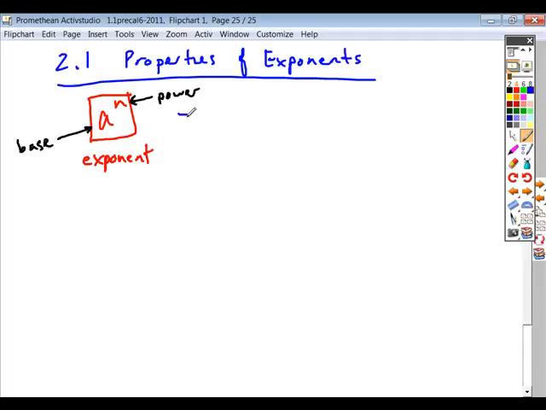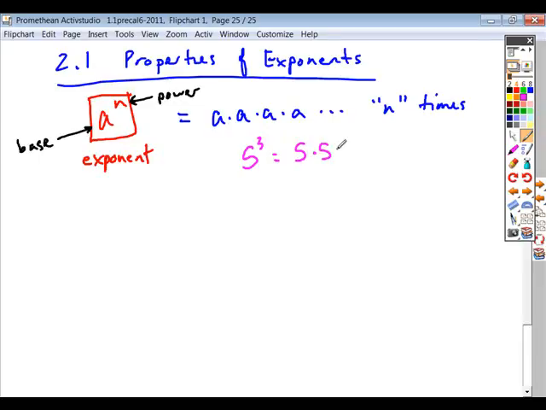By itself, an exponent simply represents repeated multiplication. So this base A is being multiplied by itself n number of times. If I were asking you to represent 5 cubed, it's really 5 being multiplied by itself 3 times.